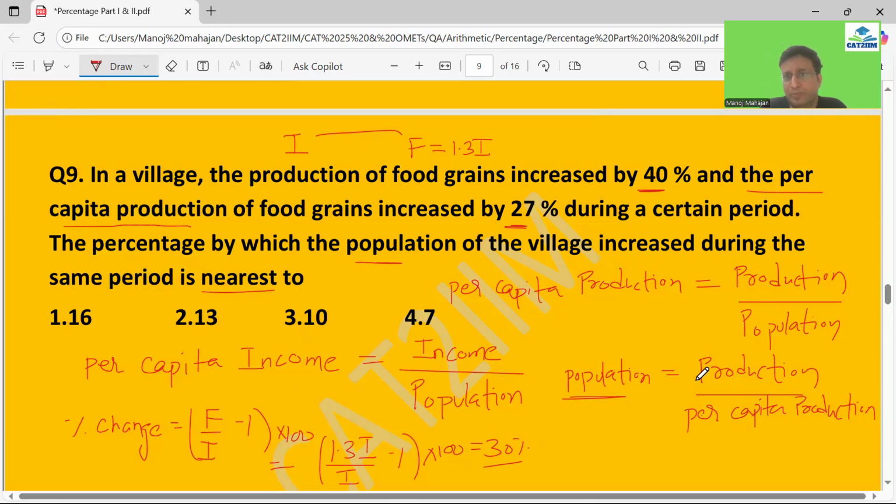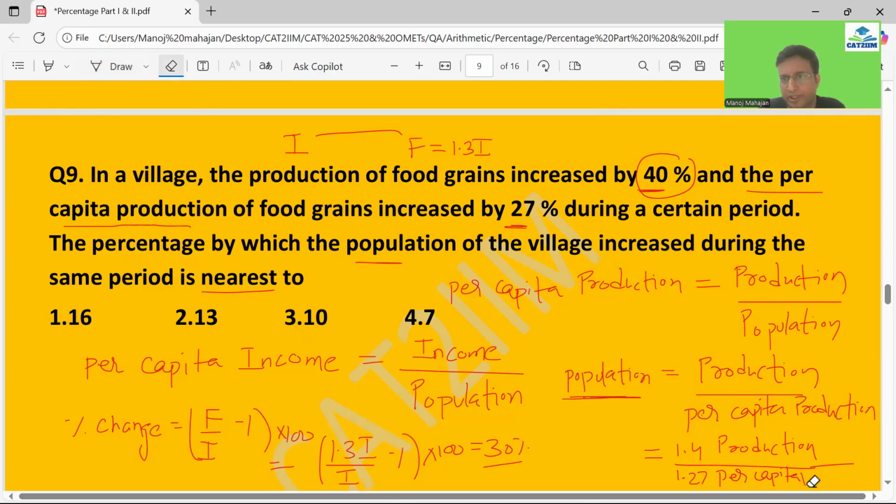So the production is increased by 40%. So what you're going to have is the multiplying factor over here. See, there's a population initially, right? So new would be 1.4 times of the production, and per capita production would be now 27%, I can write as 1.27 times of per capita production. So how to get the new population?